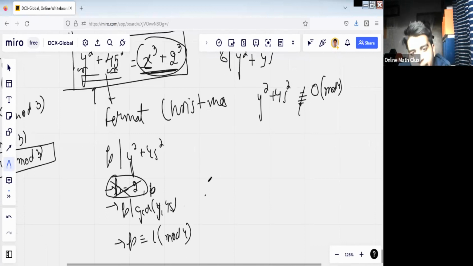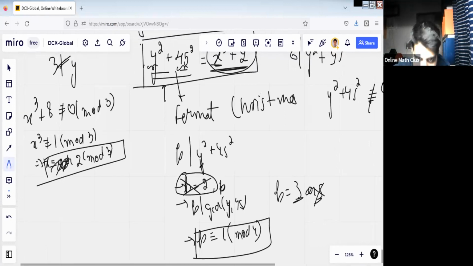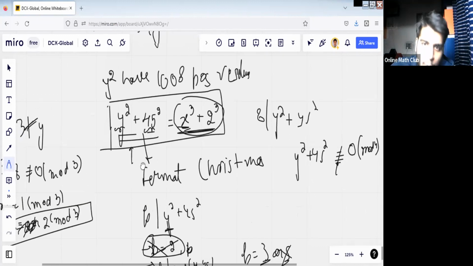Now if p divides gcd of y comma 45, it means p can either be 3 or 5. If it's 5, that's the case of 1 mod 4 only, so it does not really give you much information. And p cannot be 3 because p does not divide y, as for the sake of contradiction, we assume that. So it means all the primes dividing y square plus 45 square should be 1 mod 3, 1 mod 4, right? If we show that it is not true, then we'll be done.